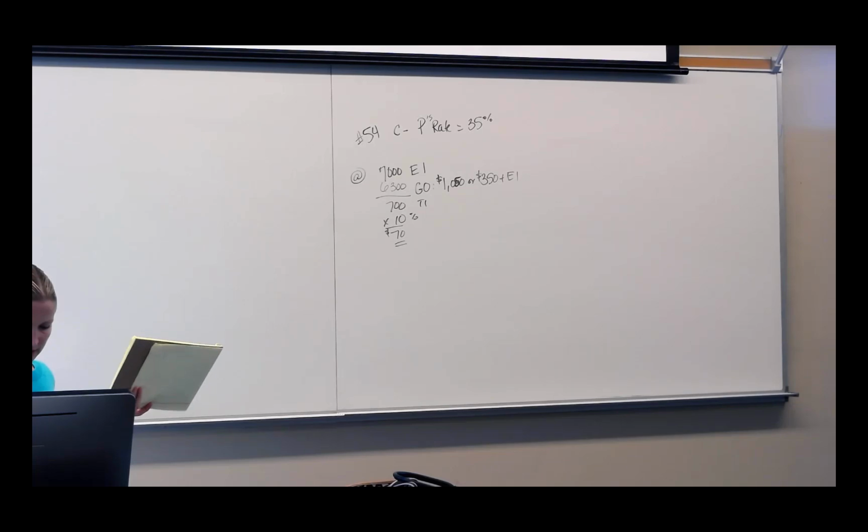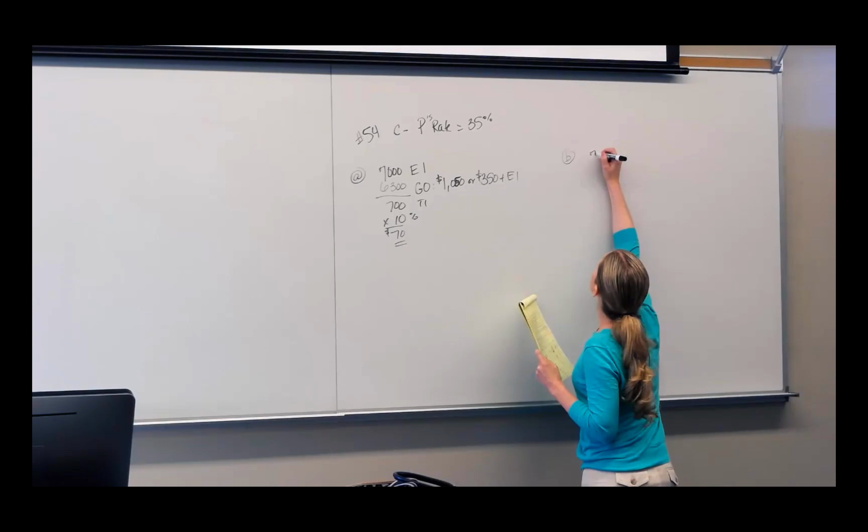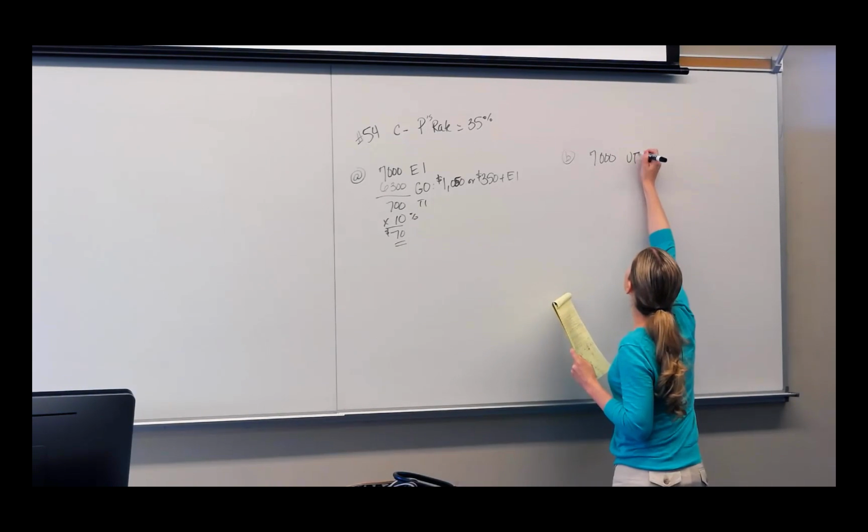Part B, she received $7,000 of interest income. Okay, now we're talking about unearned income, from corporate bonds she received several years ago. This is her only source of income. She's 16 years old at the end of the year. So she's got $7,000 in unearned income.